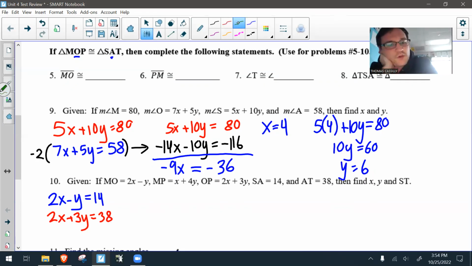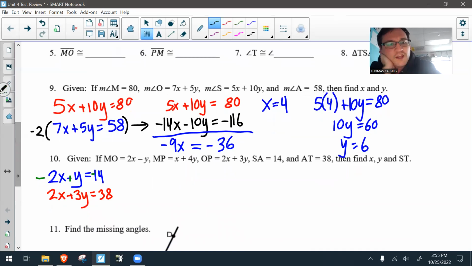All right, here's what I'm going to do. I'm going to multiply that top equation by negative 1, all right? And that's going to make things easier because I don't have to change any of the numbers. If you multiply it by negative 1, you just change all the signs. So that turns into negative 2x, positive 1y, and negative 14. This is a little bit less writing in this case. But if we add these together, the x's cancel. All right, we're going to have 4y equals 24.